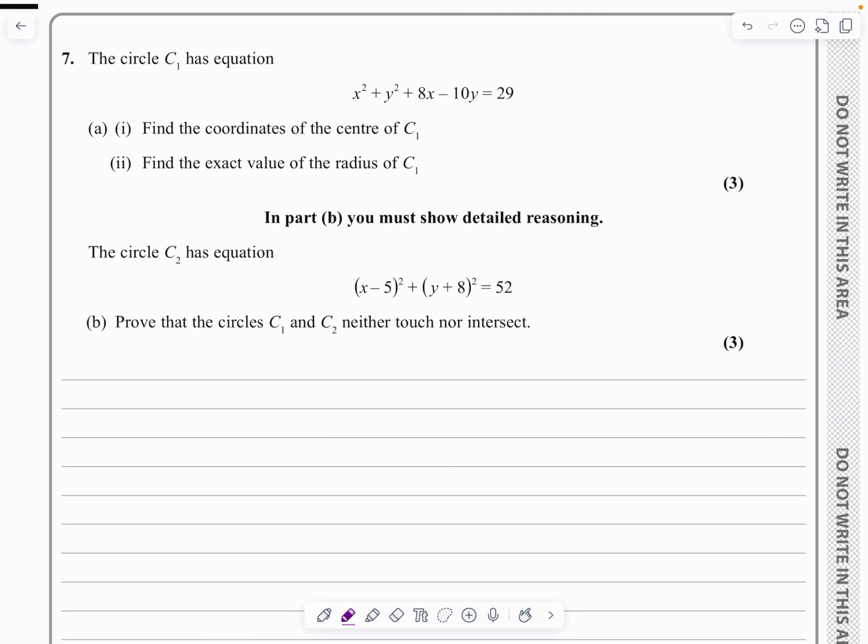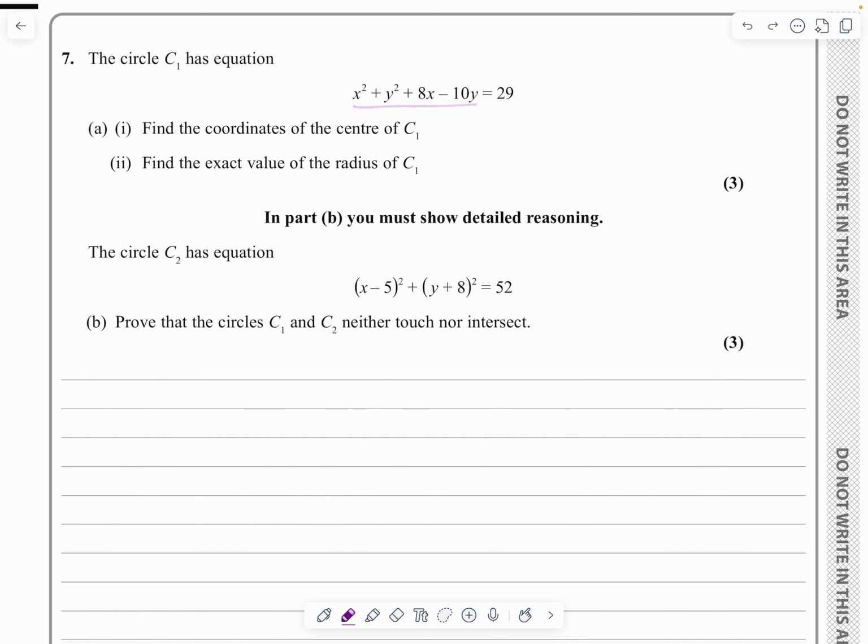Okay, this is the P2 paper from June 2024. It's question number 7, and this is a coordinate geometry question. In particular, we're going to be looking at the equation of circles and doing some work involving that. I'll show you when we get to part B. Part A, though, is fairly straightforward.